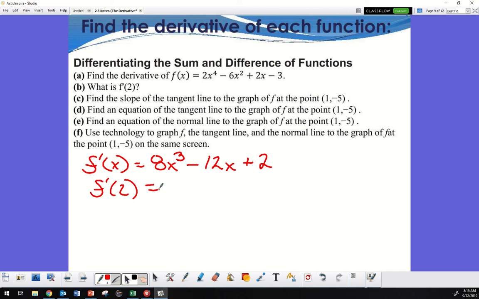All right, so what do we get? 42? 42. That is the answer.